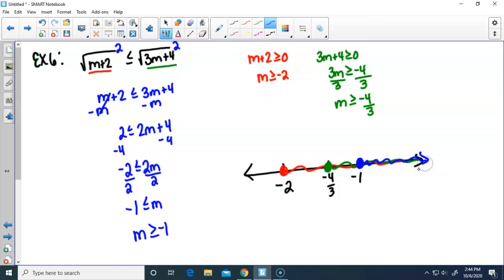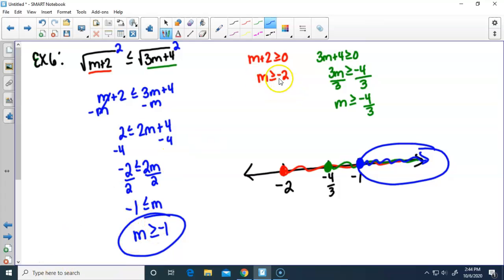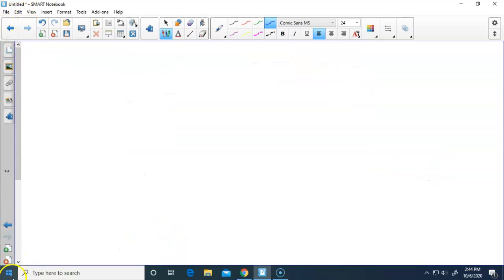And so for this, we're looking for where all three of those overlap, and that only happens right here, meaning that m is greater than or equal to negative 1 is our answer. In this case, m is greater than or equal to negative 1 would require that m is also greater than or equal to negative 2, and that it's also greater than or equal to negative 4/3. So it's okay just to give this as our answer. All right, let's look at another one.